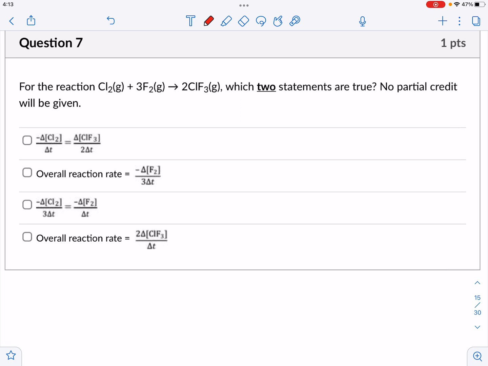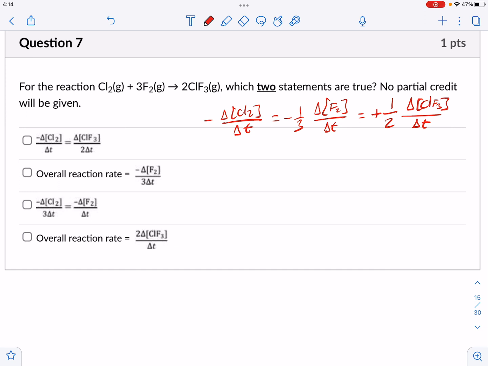For the reaction Cl2 plus 3 F2 going to 2 ClF3, which two statements are true? This has to do with the reaction rate. For this particular reaction, we will have that the negative change in concentration of Cl2 over time has to be equal to minus 1/3 delta F2 over time, and this has to be equal to plus 1/2 delta ClF3 over delta t.